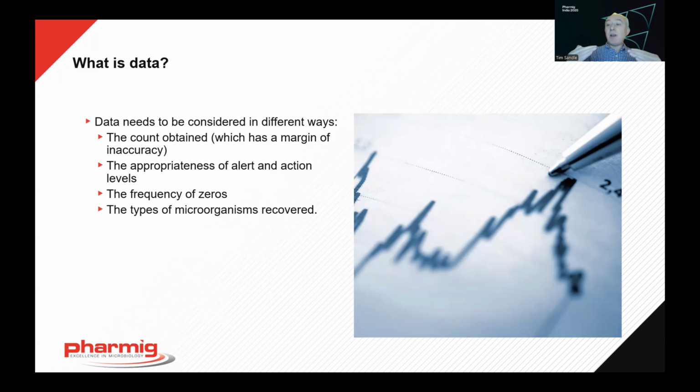Data is of great importance for helping us with risk assessments and for reviewing the results of any environmental monitoring. So we're going to have data in the form of colony forming units, or if we have the luxury of rapid microbiological methods, then we might have things like biofluorescence units. We need to look at that data not just for setting appropriate alert and action levels, and that's something that's always worth trying to get right, because we particularly want to make sure that the alert level is set at the right place.